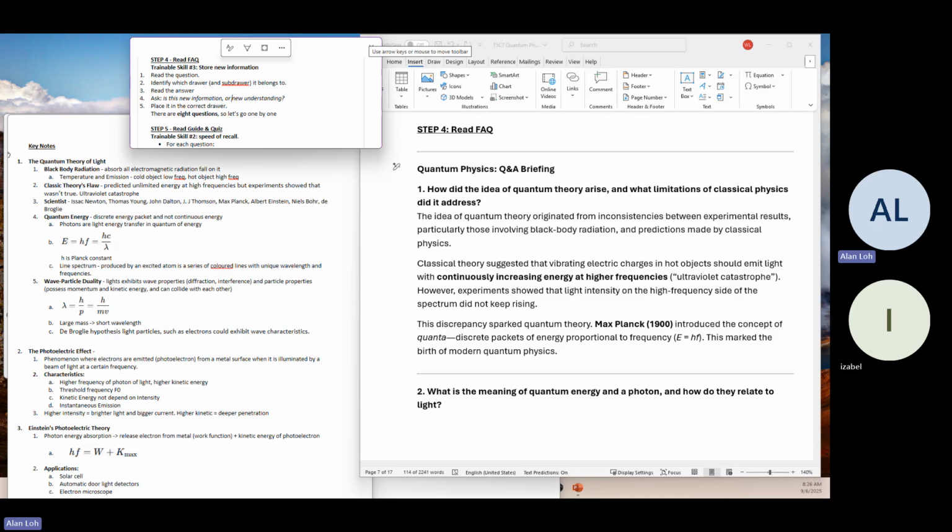Okay. All right, new information, new understanding, put it inside your drawer. Drawer number 1, theory of light. Subdrawer number 1 and 2, black body and classic theory flaws. Right? So this Max Planck is the birth of quantum physics. Now next.